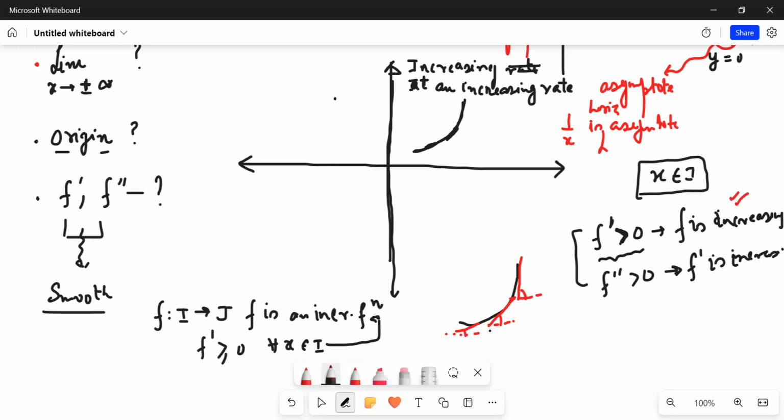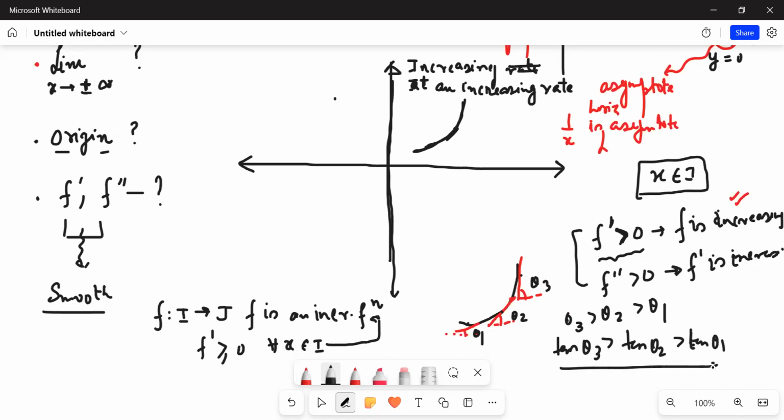Now, secondly, see, these angles are also increasing. So your tan theta is also increasing. What is tan theta? Tan theta at any point represents what? It represents the derivative. So let's say this is theta 3, this is theta 2, this is theta 1. So clearly theta 3 is greater than theta 2 is greater than theta 1. And tan itself is an increasing function for 0 to 90 degrees. So I'll write this way. So I can say that what is increasing? My f dash x is also increasing. So it implies that my function is increasing at an increasing rate. This is how we trace a function increasing at an increasing rate. Is that clear?